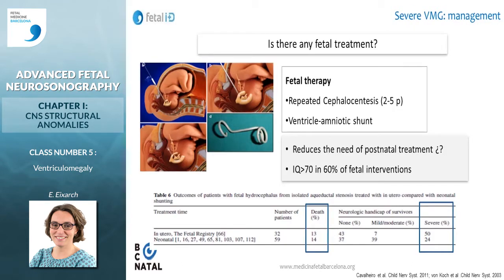The question is, can we perform a therapy before being born? We have to say that repeated cephalocentesis and the ventricle amniotic shunt have had poor outcomes, with higher rates of neurological impairment when compared with neonatal treatment, and it is not an advisable treatment nowadays.